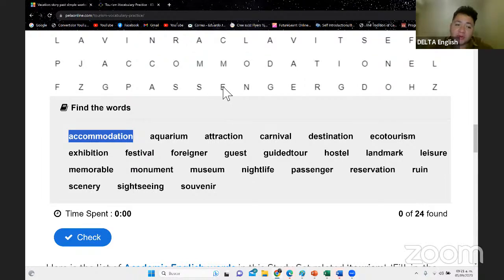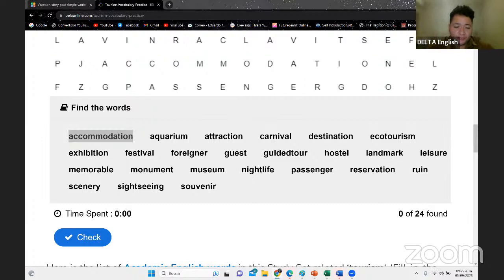Alojamiento, exactly, very well. So some students yesterday said accommodation, acomodar, right? Well, but in this case, we are not accommodating things, we're accommodating people. So accommodation is the place where you will stay, for example, a hotel. We have hotels, resorts. Then they have concepts, like, for example, all-inclusive. We have other concepts like Airbnbs or hostels.